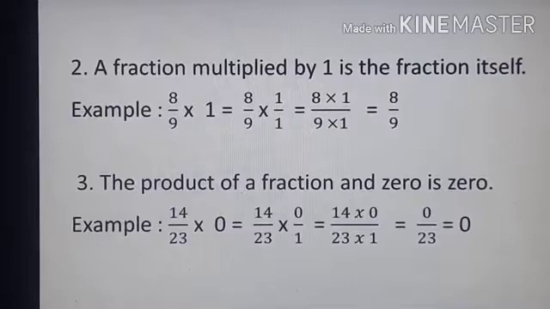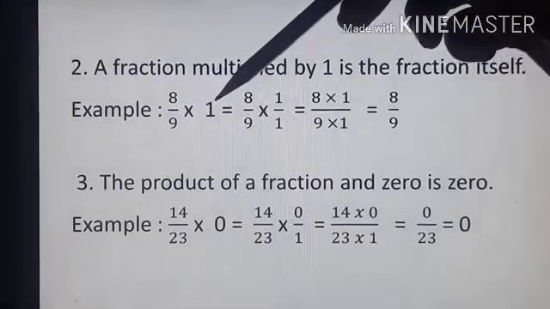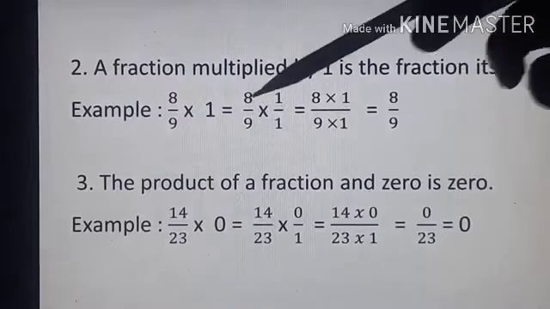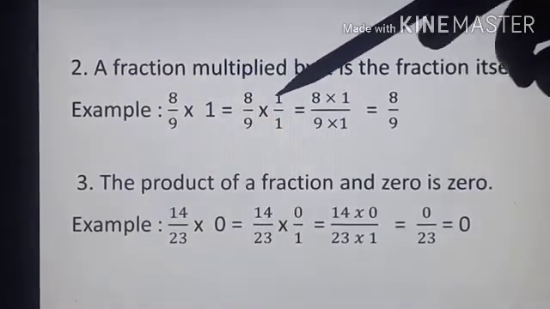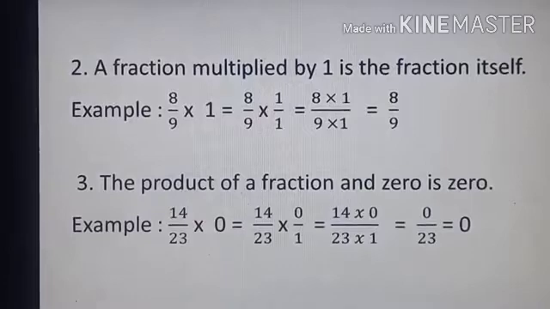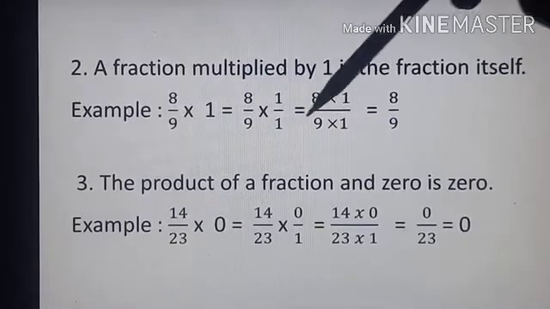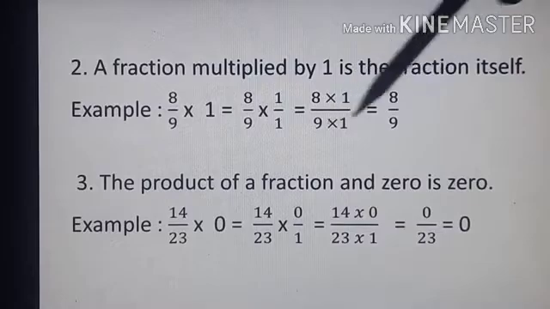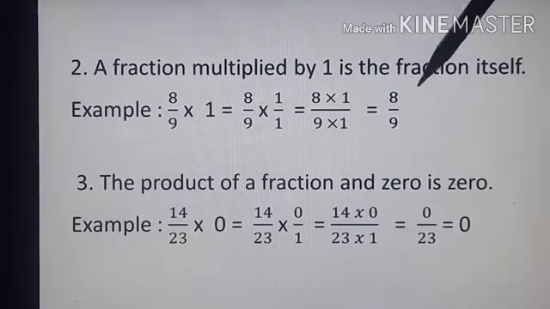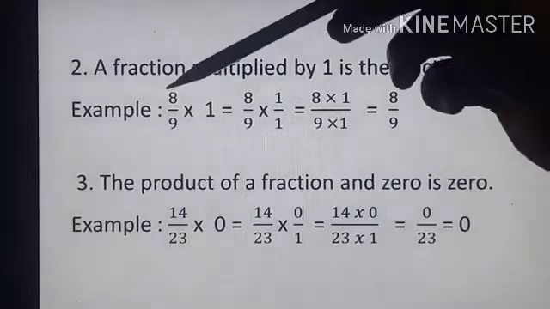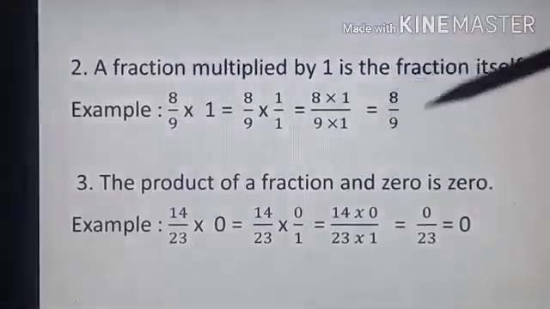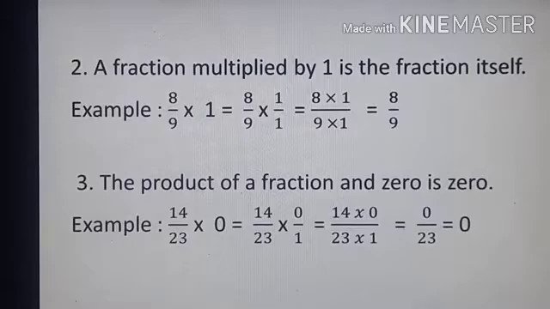Second property is here. A fraction multiplied by 1 is the fraction itself. Means when we are multiplying a fraction with 1, we are getting the fraction only. For example, 8 upon 9 multiplied by 1. So 8 upon 9 multiplied by 1 can be written as 1 upon 1. Now 8 ones are 8, 9 ones are 9. So we are getting only the fraction because we are multiplying 8 upon 9 with 1 and we are getting the answer 8 upon 9, the fraction itself.